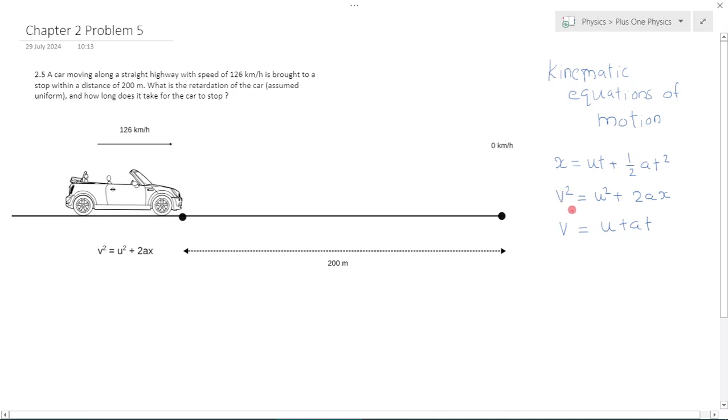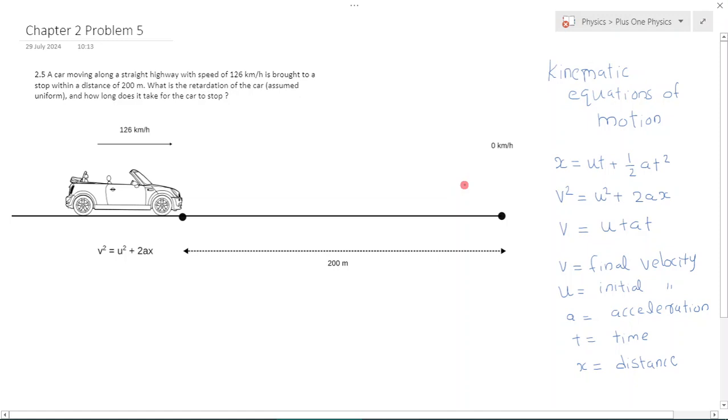Here v is the final velocity we are considering, u is the initial velocity, a is the acceleration, which is the change in velocity, t is the time, and x is the distance it traveled, or simply distance.